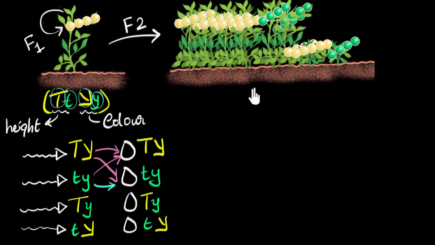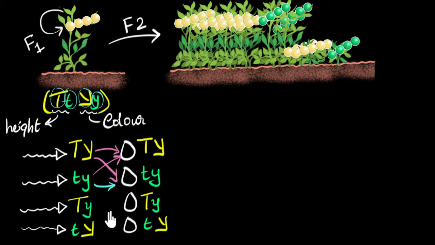And so you see, in order for the new variations to occur, this has to happen, which means the traits that get passed along for different characters can pass independently. The height character does not depend on what color character passes, or the color character does not depend on what height character passes. They pass on independently. And this is what we call the law of independent assortment.